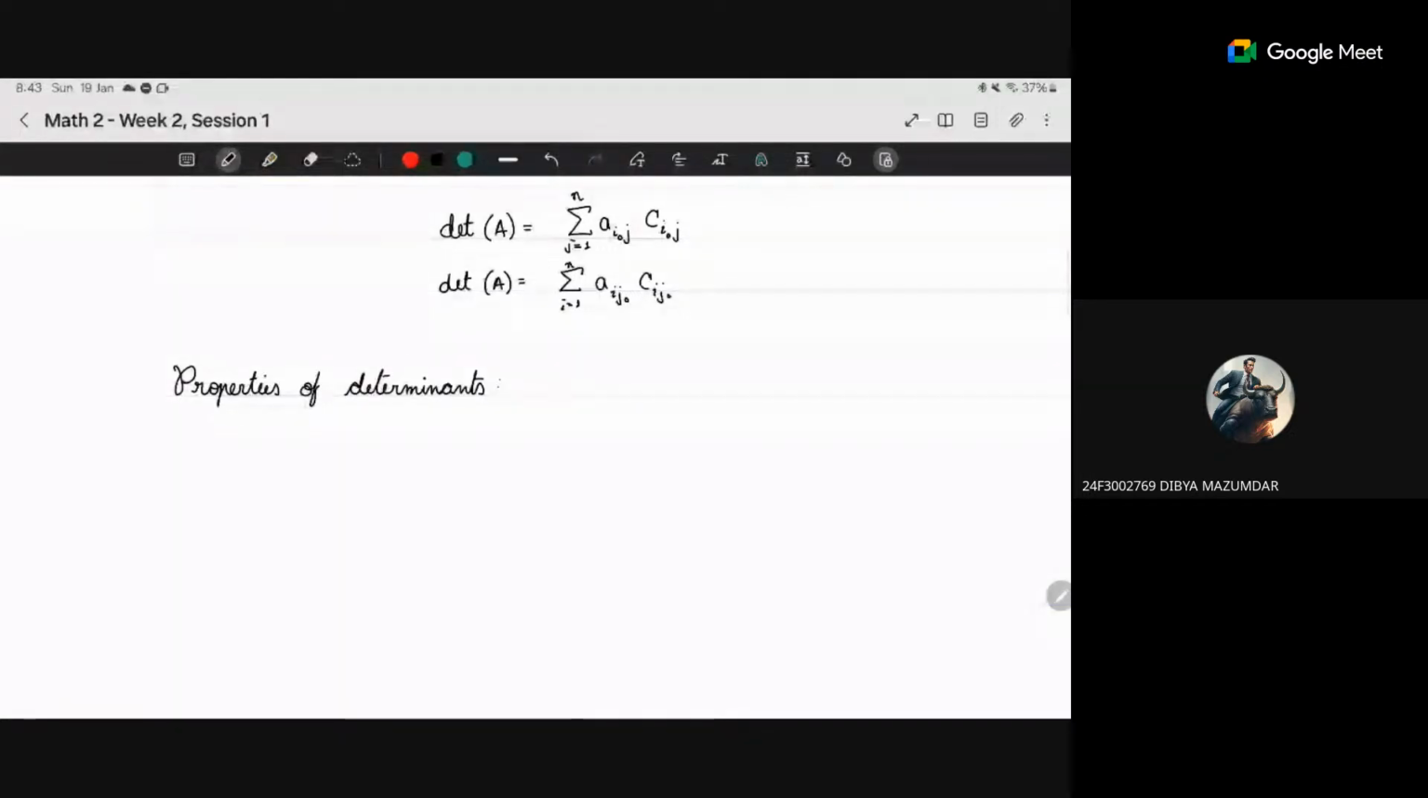So next we'll take a look at properties of determinants. Determinant of products.